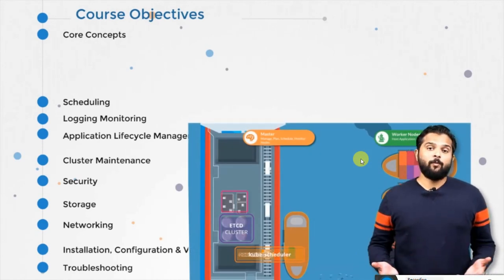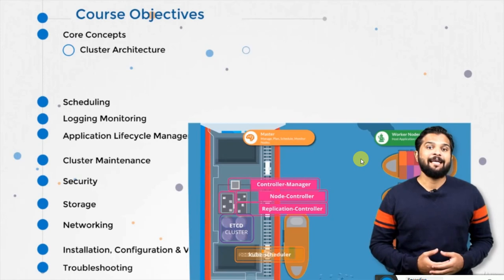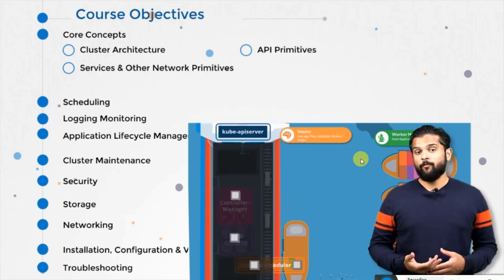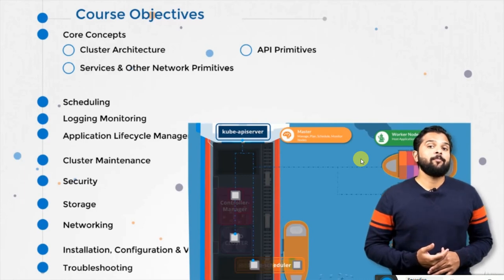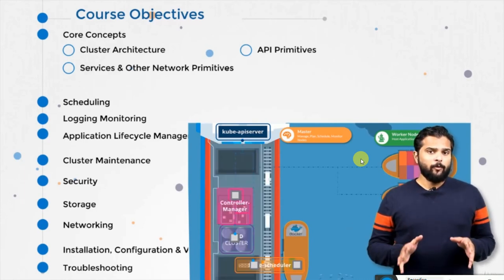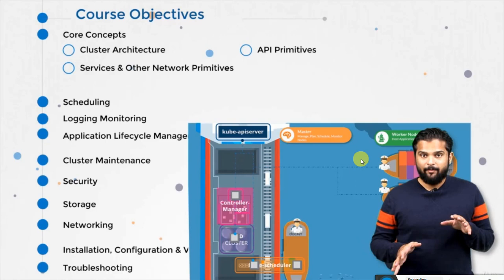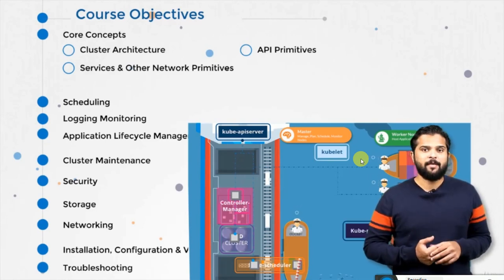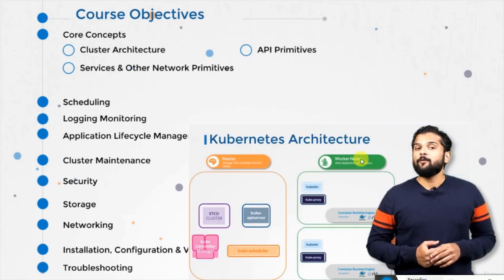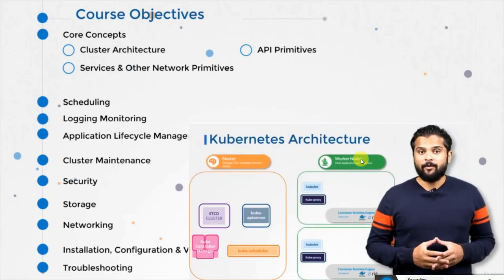We start with the core concepts, where we look at the various components that form the Kubernetes architecture. We then discuss some of the API primitives. Here, we mostly recap what we learned in the beginner's course about pods, replica sets, deployments, namespaces, etc. We then look at services and other network primitives.